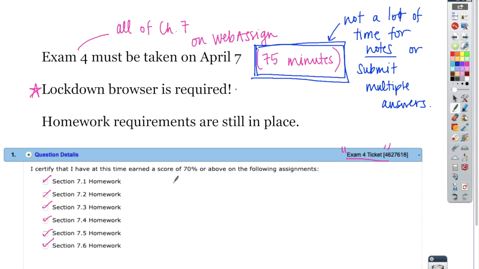All of your homework must be done before you take the test, and that test will be available on April 7th. It's not even in your list of assignments now, but April 7th at 12:01 a.m. you will see this in your list of assignments, and it will be available until 11:59 p.m. You can take it anytime that day, but it has to be done. You'll have 75 minutes open to close, and then it has to be all submitted. All your work, everything has to be submitted within that 75 minutes. Good luck.